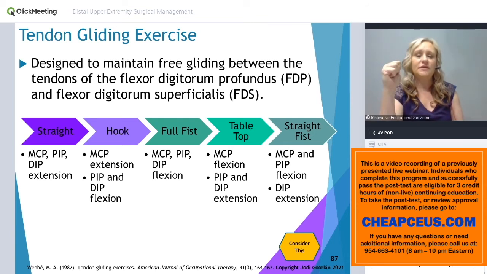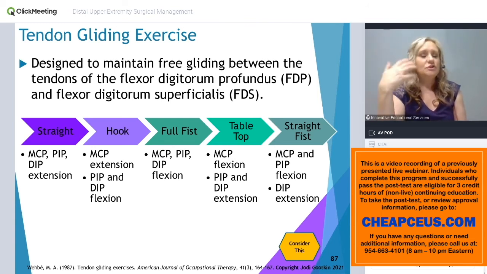Full fist is everything flexed down. Tabletop position gives us MCP flexion and IP extension, and then straight fist from that tabletop just flexes our interphalangeal joints down with our distal joints still in extension. This is going to be utilized usually several repetitions, several times a day for the patient, and we'll start with that neutral wrist and then progress them to flexion and/or extension at the appropriate point as enough healing has occurred based on the tissues.